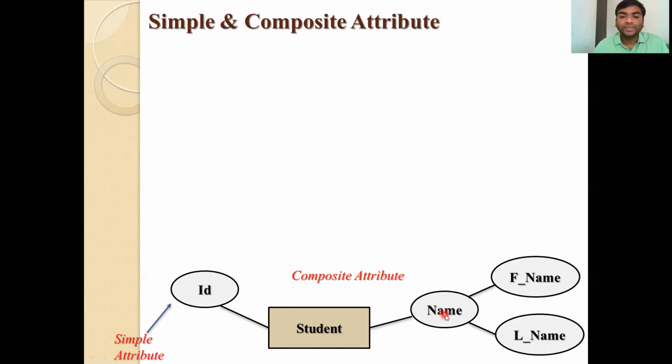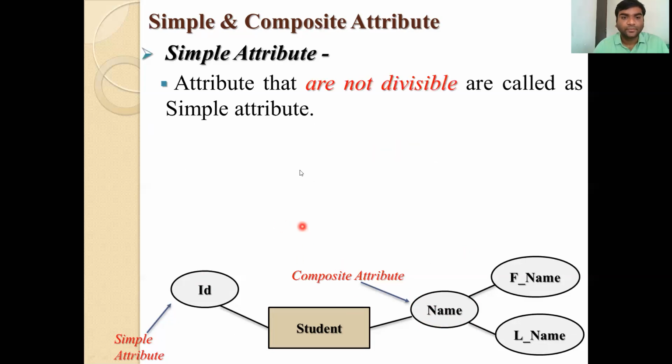But an attribute which is divided into subparts is called a composite attribute. That is the name. Name is divided into first name, middle name, last name. That's why name is considered a composite type of attribute. So a simple attribute, an attribute that is not divisible, is called a simple attribute. That is the ID. ID is not divided, so ID is a simple attribute.